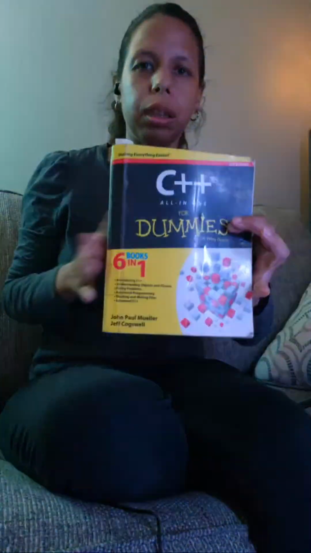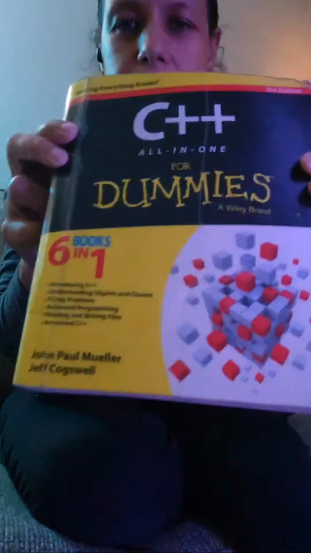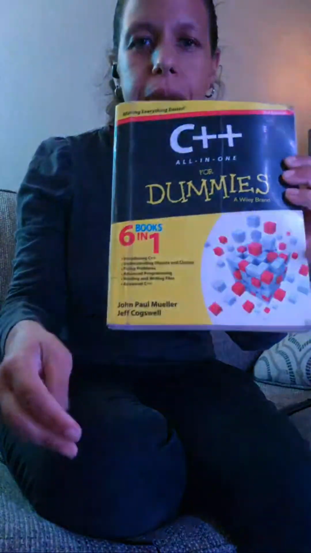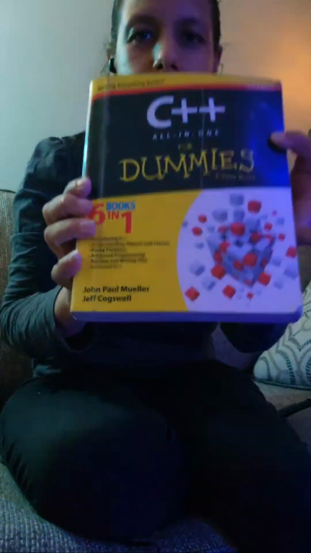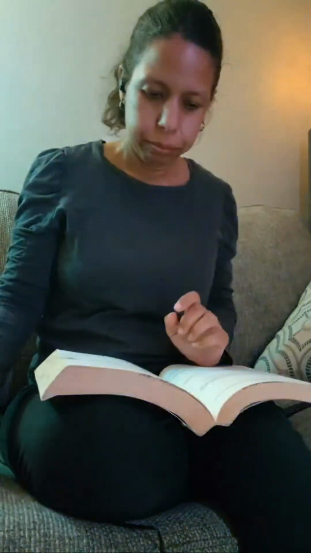Alrighty. So, here is the book. C++ All-in-One For Dummies. There's 6 books in one. I'm on book 2, chapter 6, about design patterns. Alright. Now we're here. That part.